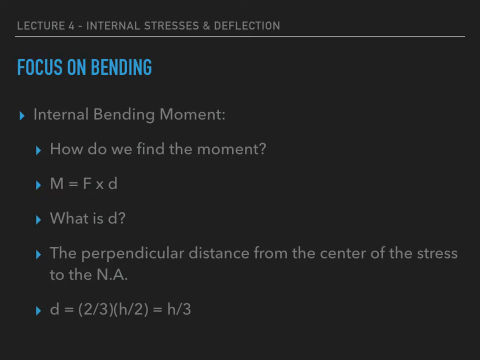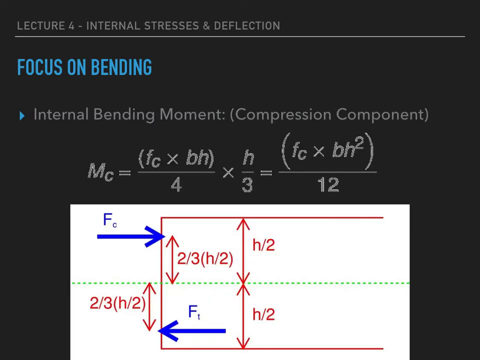The only thing I want to point out on this slide is that we know what the distance is, 1/3 from the larger end. So it's 2/3 from the smaller end. The smaller end happens at the center of the neutral axis, and we know that the height of the triangle is h over 2. So 2/3 times h over 2 gives us h over 3 from the center of the stress to the neutral axis. There's a diagram that represents that.